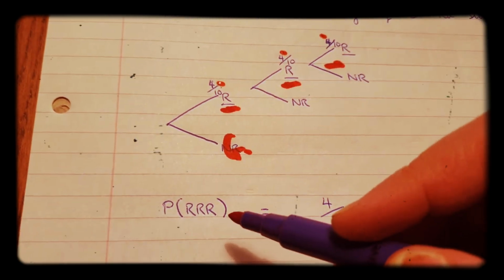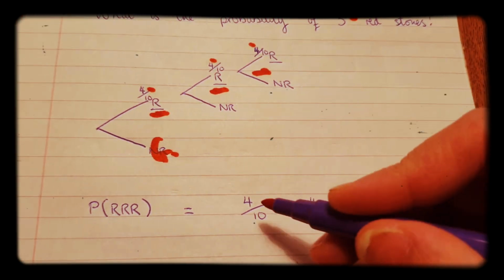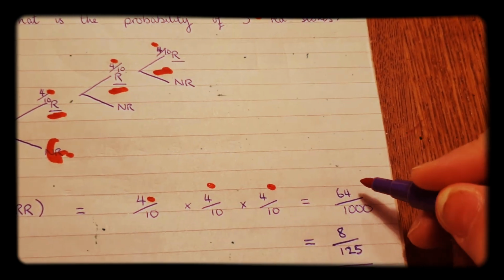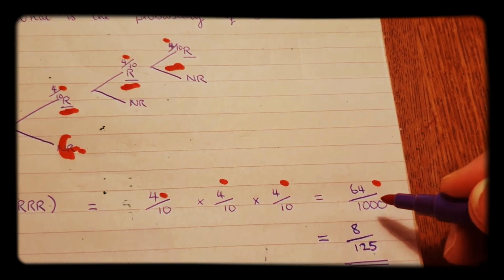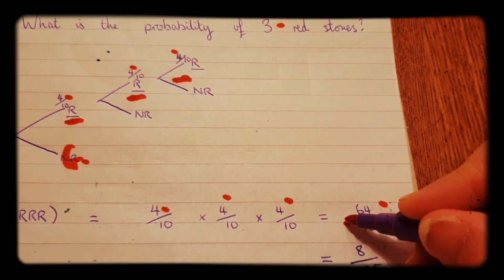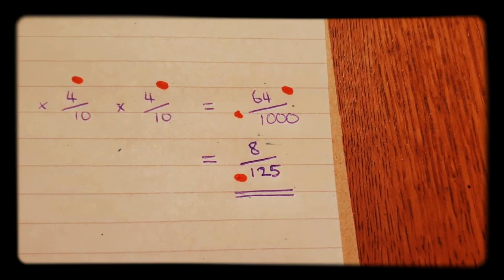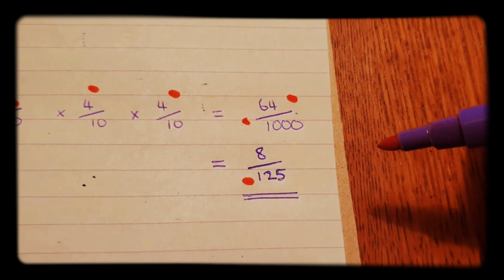So the probability of red, red, red is 4/10 times 4/10 times 4/10, which makes 64 over 1,000. And when you simplify that, it becomes 8 over 125. And that is the answer there.